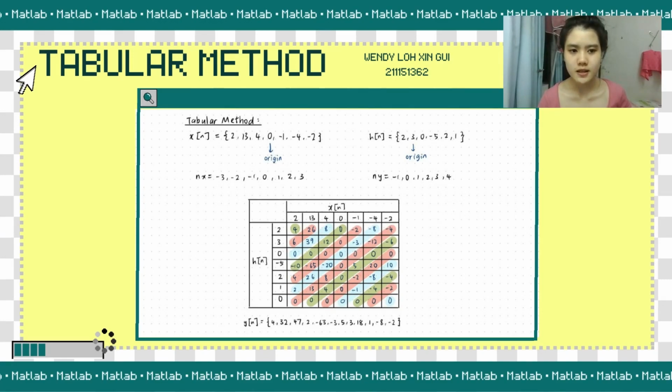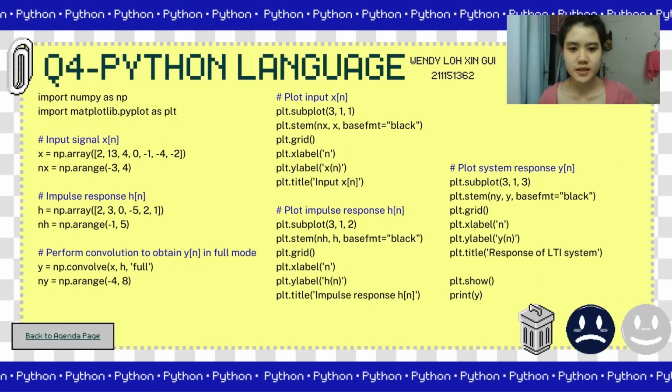I also use the tabular method handwritten to prove the diagonal addition between the xn and hn. And now I would like to explain the Python code for question 4. In this question, we have to find the response of an LTI system.